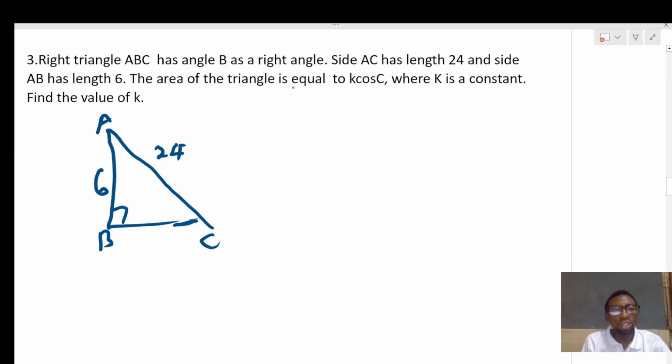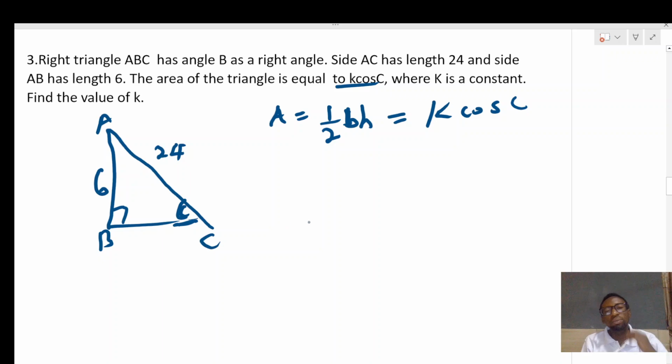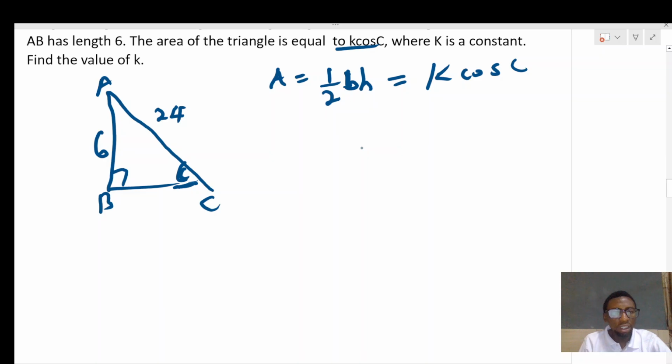They say the area of the triangle equals K cos C. Okay. Let's say this is angle C. The area of the triangle is actually what? Half base times height. And that's the same thing as K cos C. So more like this equals this. So let me see if I can get my cos C.